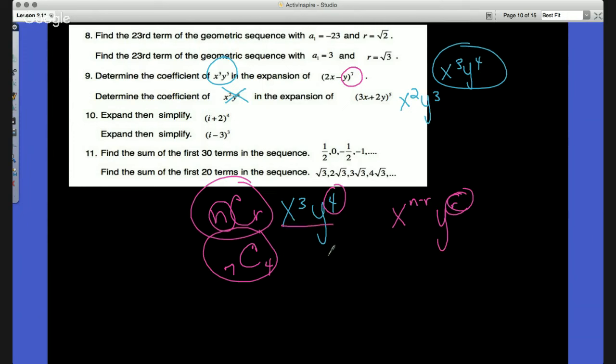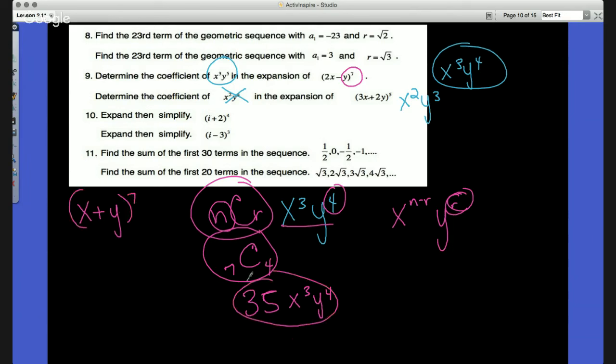So when I do 7c4, I want to make sure, I think I get 35 is what I remember getting there. And you could do that on your calculator, 7c4, by going to the math button, PROB, which is short for probability. And then you can go to the bottom, or I believe the middle is the NCR. So we get 35, x to the 3rd, y to the 4th. Now, if I had x plus y to the 7th, this would be my answer.